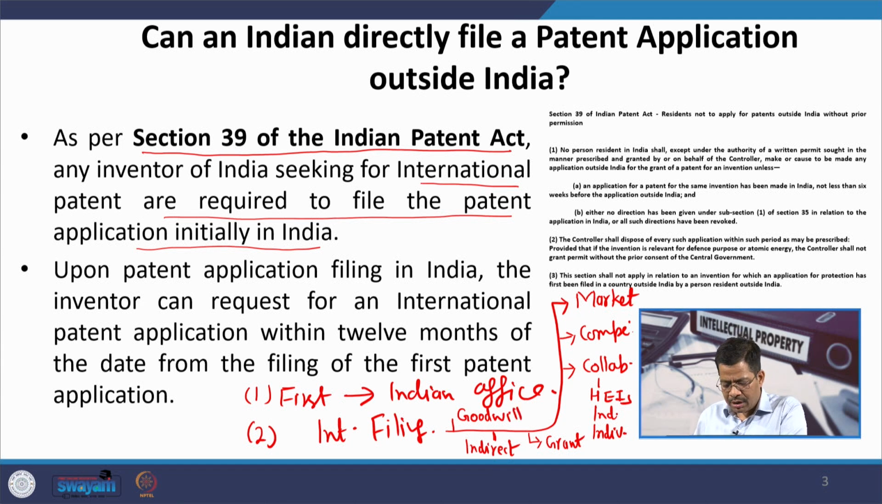Many organizations, many individuals, many R&D organizations go for global filing, international filing, to create more goodwill, because when you have international patents in your portfolio, say 3 US patents and 2 European Union patents, it gives more value to your brand. So, people consider it a matter of goodwill also, that your IP portfolio gets enriched when you have international patents, and for enriching your IP portfolio you may go for international filing.